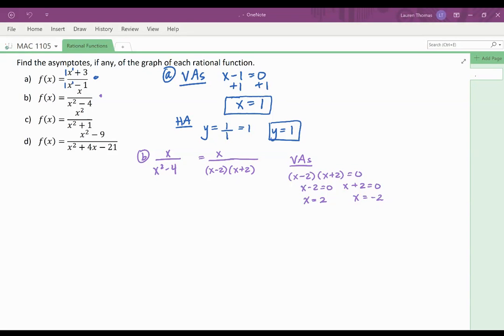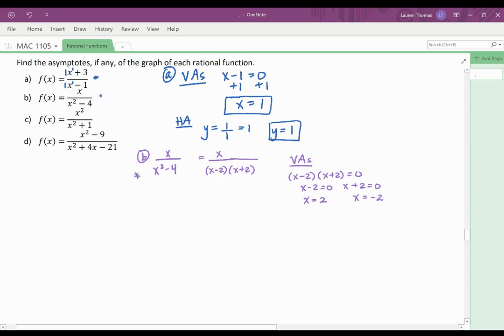All right, you guys, so we're going to finish the example from the last video. So in this problem, we've already found the vertical asymptotes. We set the denominator equal to 0, and we got x equals 2 and x equals -2. So in this same problem, we're going to check to see if we have any horizontal or oblique asymptotes.